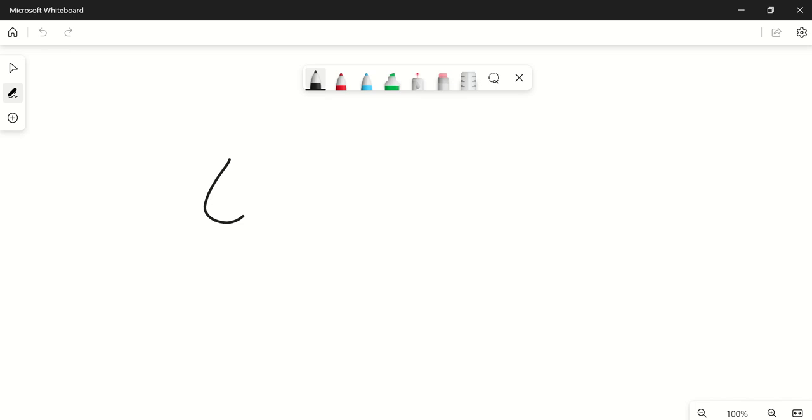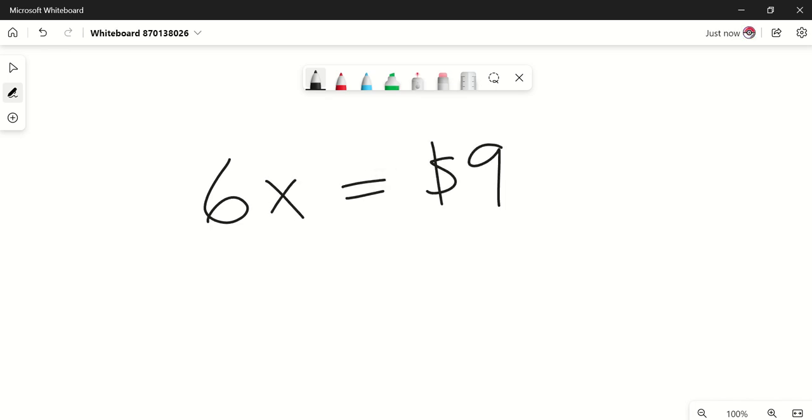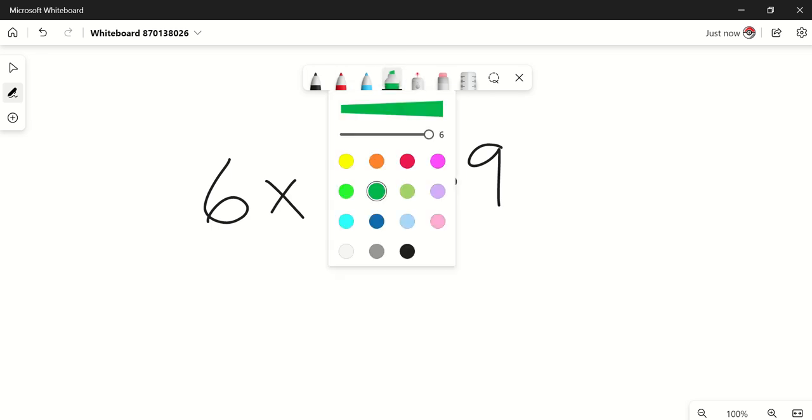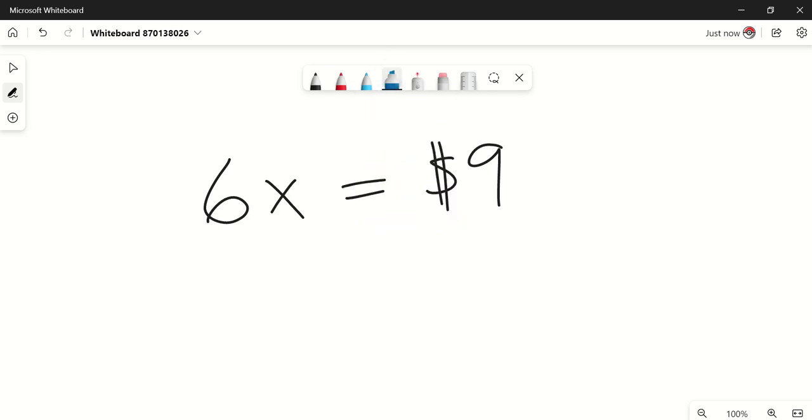Now this one's a little bit harder. 6 times X equals $9. Knowing what I just taught you, we need to identify the variable first. Everybody, variable is? Then we need to do what with our variable, ladies and gentlemen? Oh, use the vocab. Use the vocab. What do I do to my variable in order to solve it? Everybody.